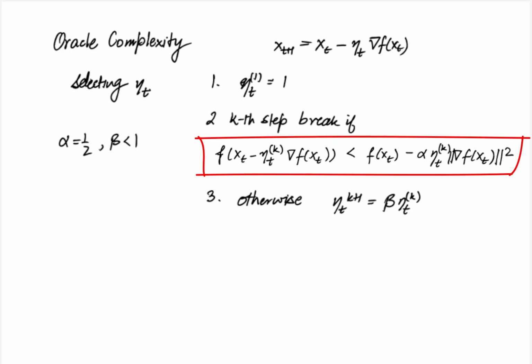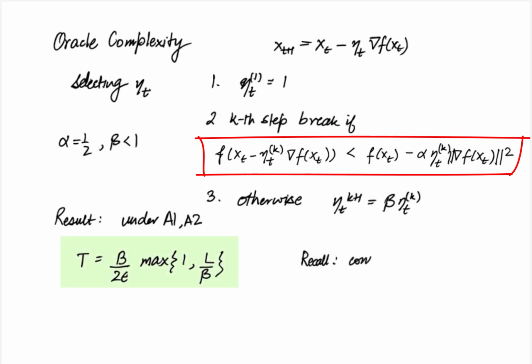Let us now derive the oracle complexity bound for the backtracking line search gradient descent algorithm. The result is that under assumptions A1 and A2, which say that the function is smooth and convex, the oracle complexity of backtracking line search is given by T equal to B over 2 epsilon times max of 1 comma L by beta. As compared to the constant step size gradient descent, whose complexity was BL by epsilon, this is approximately of the same order.